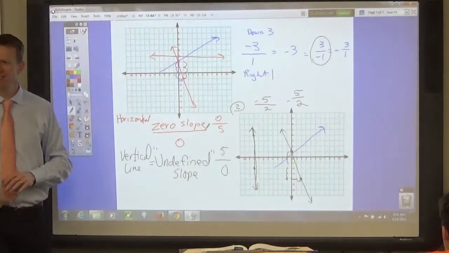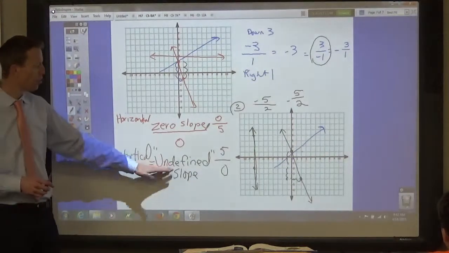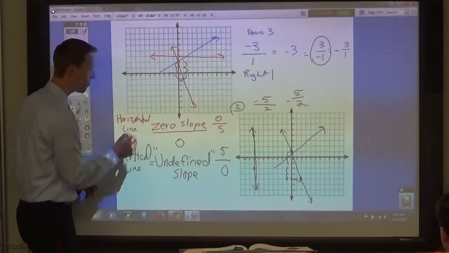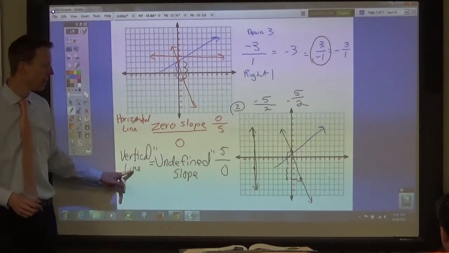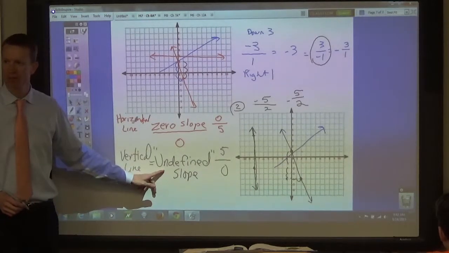Does that make sense? Good, good. Make sure you memorize these. A horizontal line is a 0 slope, and a vertical line is an undefined slope. Okay?